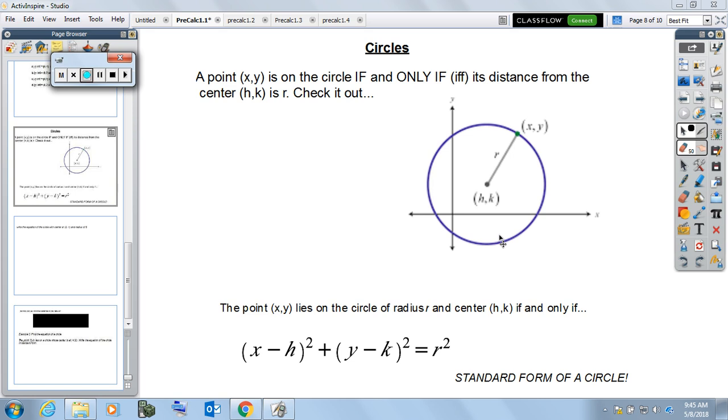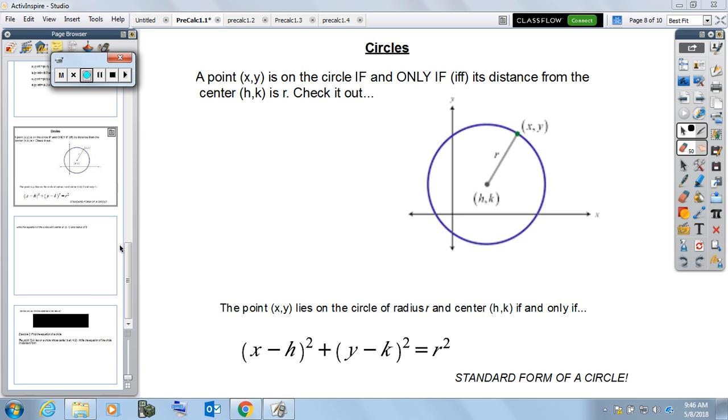Down below, guys, we see the standard form of a circle. The point (x, y) lies on the circle, once again, if and only if this standard form holds true. So (x minus h) quantity squared plus (y minus k) quantity squared, where once again (h, k) is the center point of the circle, okay? X and y stay stationary until you're testing or solving for the radius, right?